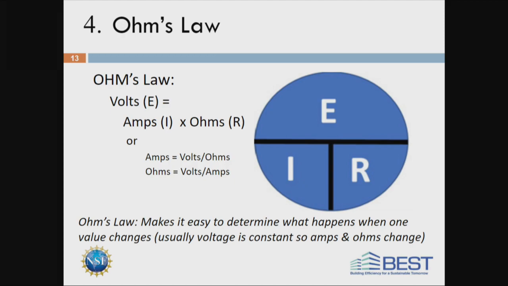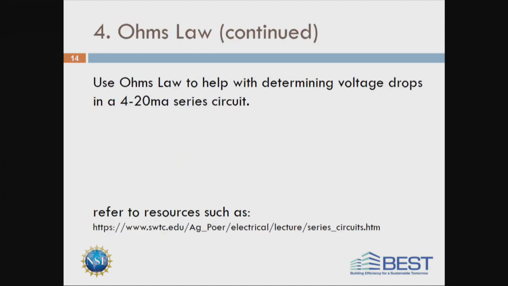In Ohm's law, you basically cover up any one of these and determine what the other one is. You have to have two of them, and then you can calculate the third one. Pretty straightforward. So on a 4-20 milliamp circuit, if you know the resistors in there, you can calculate the voltage drop across any resistor. So it's a very handy tool to have.